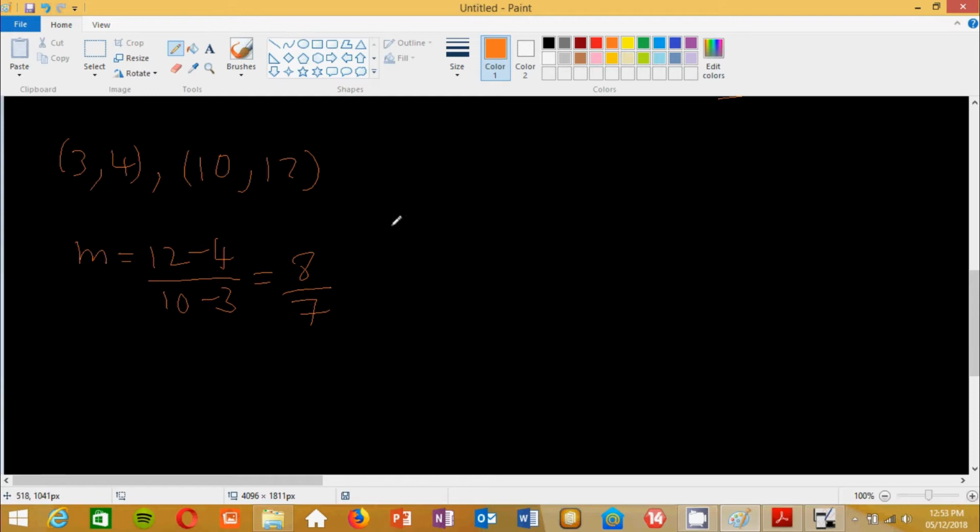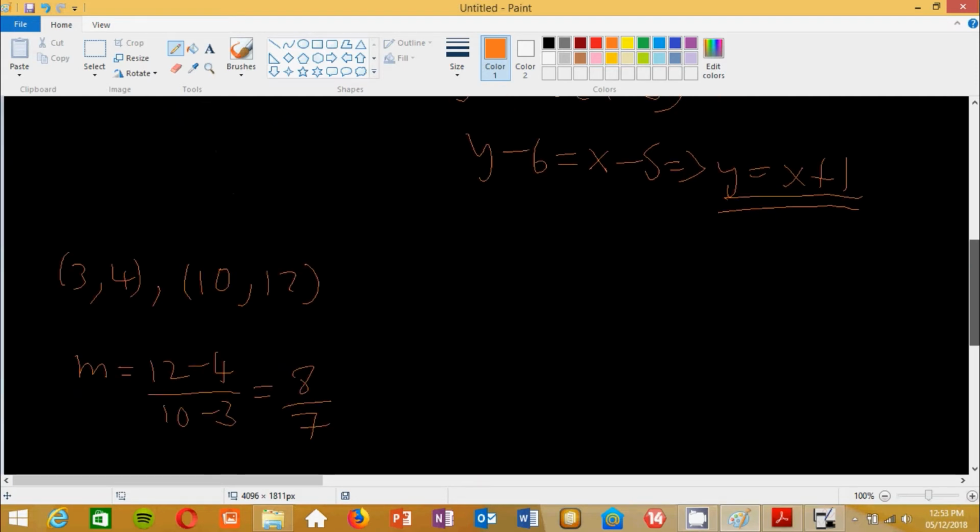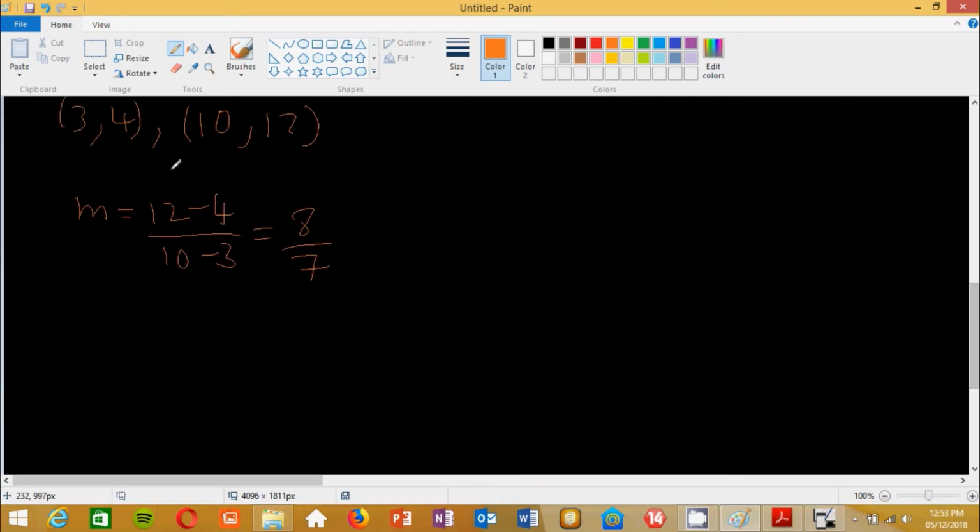Then I have the gradient. What do I do? I simply go to my general expression, y minus y1 is equal to m times x minus x1. I plug in my gradient m, and I choose which coordinate I want to be x1 comma y1. Again, I can use either coordinate. Let me pick 3 comma 4. So if I pick 3 comma 4, it's going to be y minus 4 is equal to 8 over 7 multiplied by x minus 3.